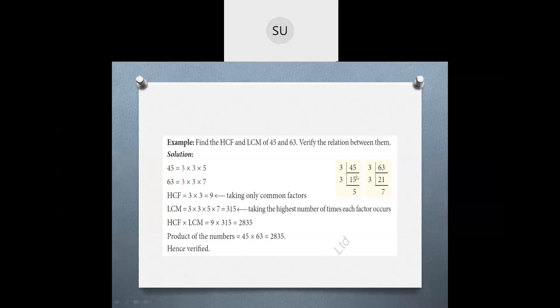So what will be the HCF here? Write down the common factors. So what are the common factors? We have one 3 and the second 3 common. So 3 into 3, and there are no other common factors here. So the HCF will be 3 into 3, 9.